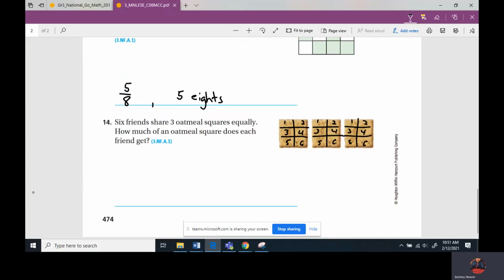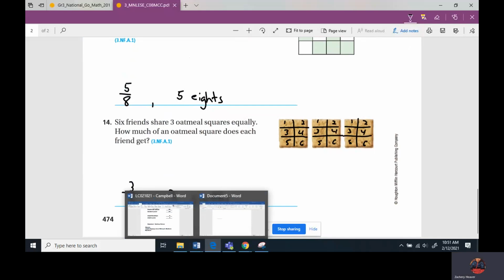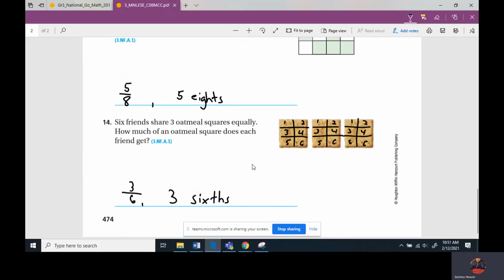So how many pieces is one friend getting? Well, let's do just friend 1. Friend 1's getting 1, 2, 3. 3 out of how many, and what are they divided into? 6. So we're not doing the total number of pieces. She's getting 3 sixth-size pieces. So 3/6. So each friend gets 3/6.